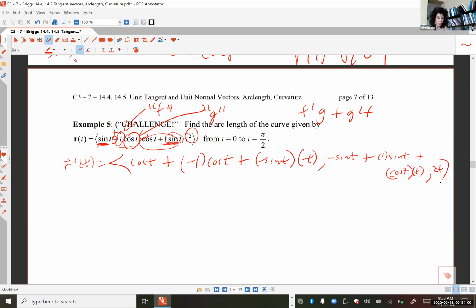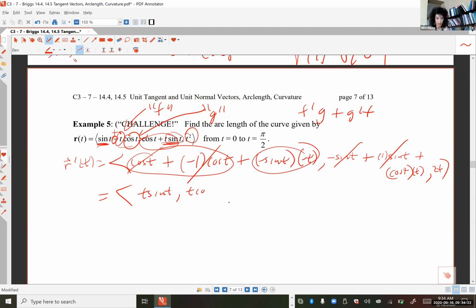Now, is there anything that we can do to clean this up? I hope you notice that these first two terms add up to 0, so they're gone. And that's nice. A negative times a negative is a positive, so the first term in this velocity vector is just t sine t. Similarly in the second component, voila, the first two terms add to 0, and we just get t cos t. Then we get 2t. So now we're going to set up the arc length. Arc length is the integral going from a to b, in this case 0 to pi halves, of the speed.